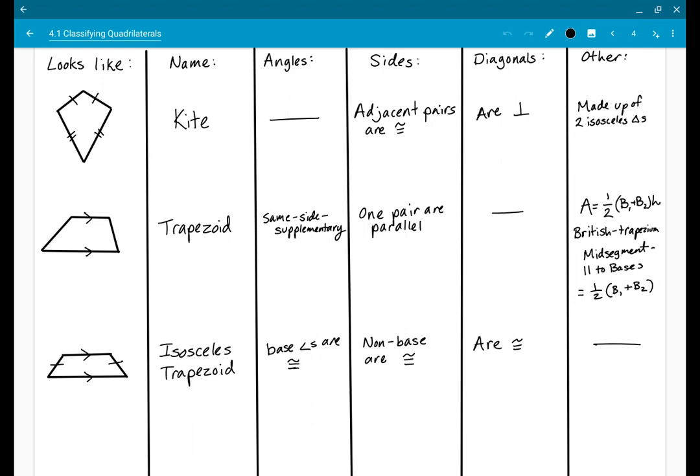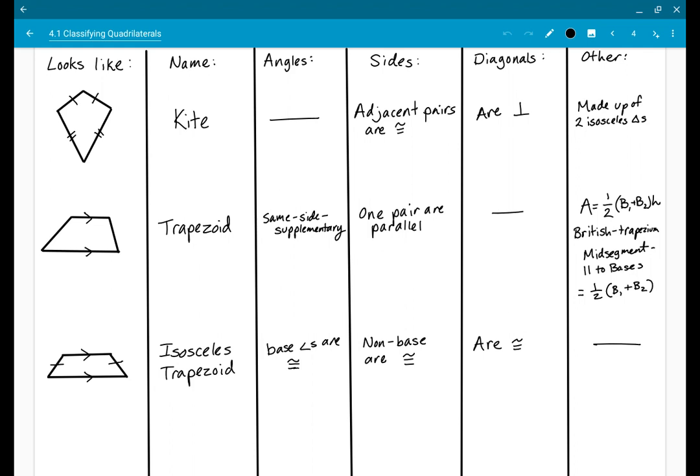Now, an isosceles trapezoid is a trapezoid where the two opposite sides that are not parallel are also congruent. And as a result, your base angles are going to be congruent. Your sides are obviously congruent. And then the diagonals, as a result, are also congruent. So some interesting properties when you have an isosceles trapezoid.